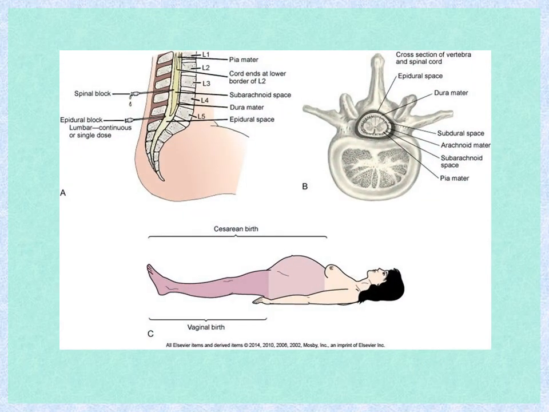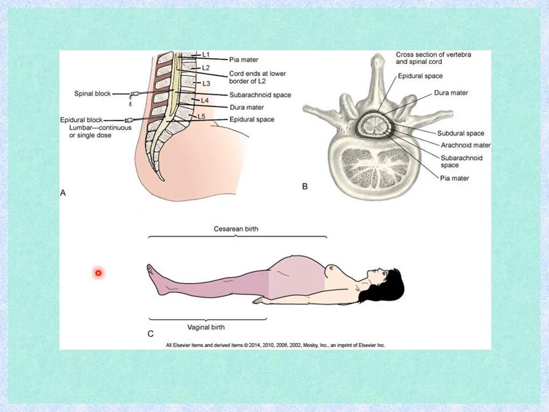When spinal anesthesia is used, an anesthetic solution containing a local anesthetic alone or in combination with an opioid agonist analgesic is injected through the third, fourth, or fifth lumbar interspace into the subarachnoid space. In this diagram, you see the location in A. This is the location of where they would put the spinal block.